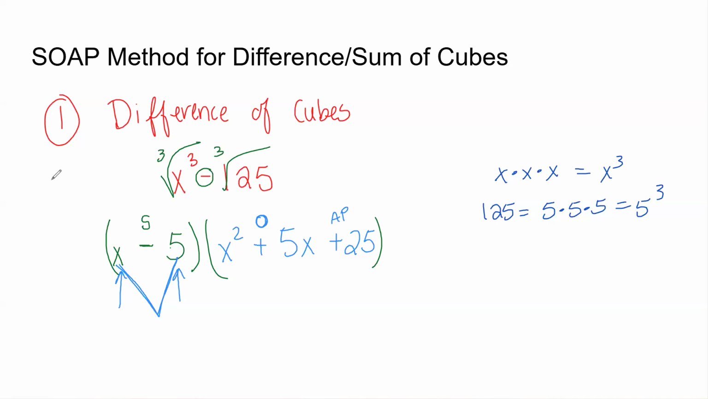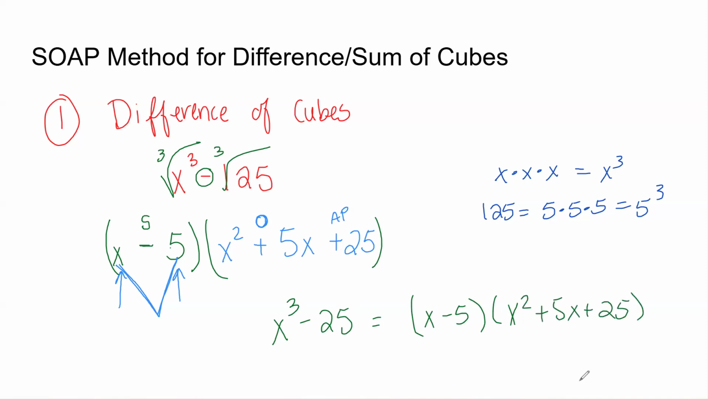So this would be your final factorization of x cubed minus 125. We have x minus 5 and x squared plus 5x plus 25. Now, I'm not going to be solving these today. I'm not going to be getting the roots or the zeros or the solutions. I can do that another day, but right now I'm just factoring.